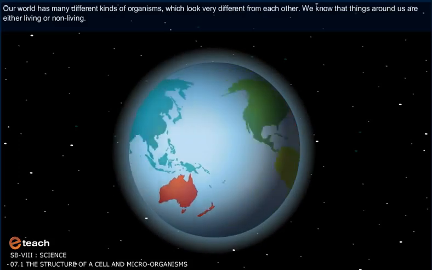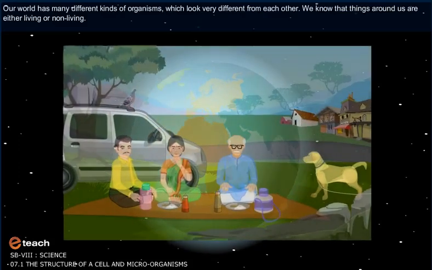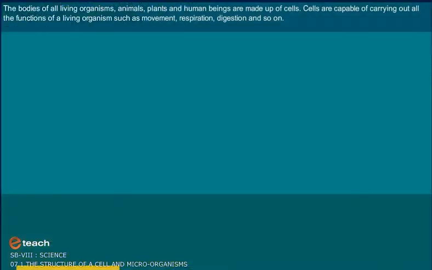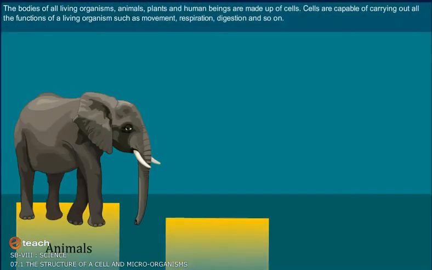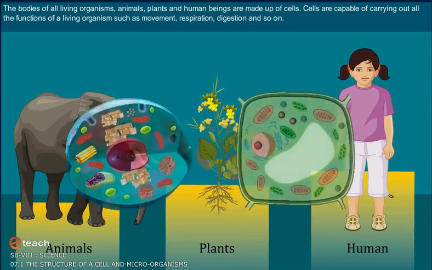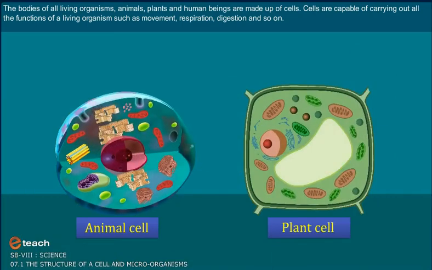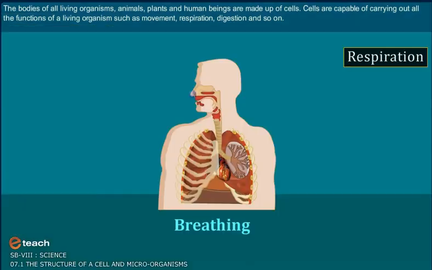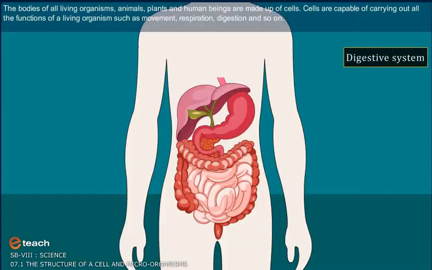Our world has many different kinds of organisms which look very different from each other. We know that things around us are either living or non-living. The bodies of all living organisms, animals, plants, and human beings are made up of cells. Cells are capable of carrying out all the functions of a living organism such as movement, respiration, digestion, and so on.